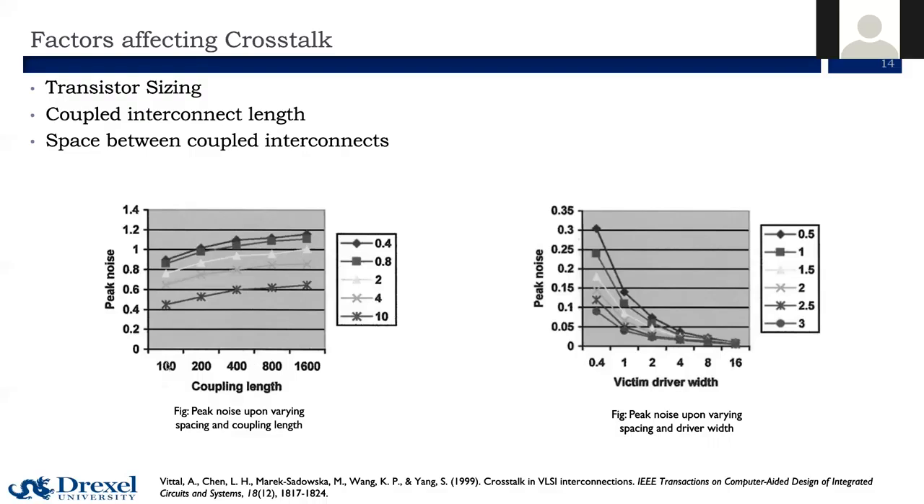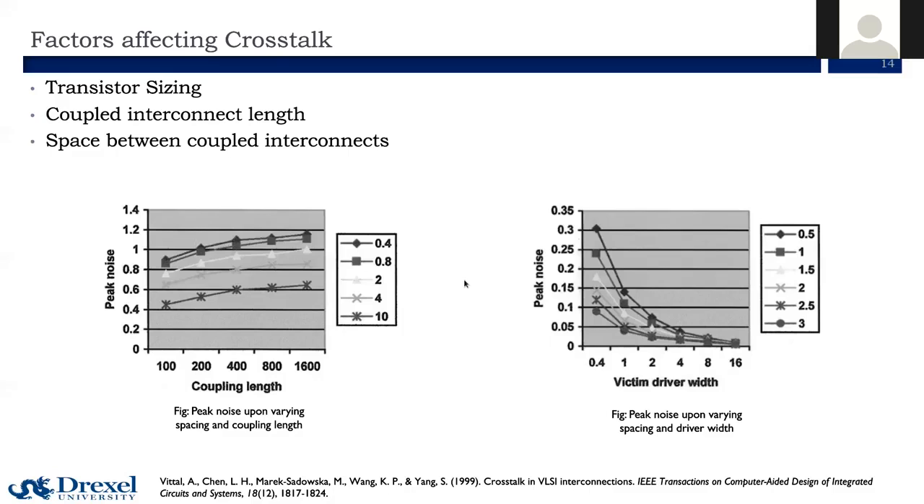On the x-axis, we have coupling length. On the y-axis, we have peak noise caused by the coupling. And each of these lines represents simulations done at differing spaces between the interconnect. So we can see that whenever the space between the two interconnects is close, there is higher coupling capacitance, which results in higher peak noise. And as the coupling length increases, the peak noise or the crosstalk or coupling capacitance increases as well.